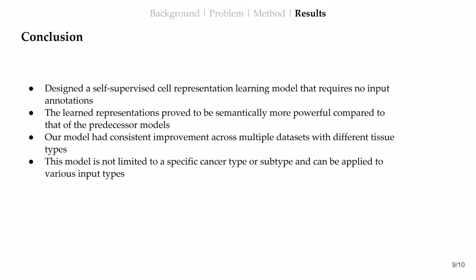So in conclusion, we designed a self-supervised learning approach for performing cell representation learning in the context of histopathology images without requiring any input annotations. This means now we have access to a massive amount of unlabeled data in histopathology. Next, we show that the learned representations in this framework can significantly and consistently outperform all of the existing baselines across multiple datasets and different tissue types. And also, as a last note, I have to mention that this model is not necessarily dependent on histopathology, so it can be applied on different datasets and also different applications.